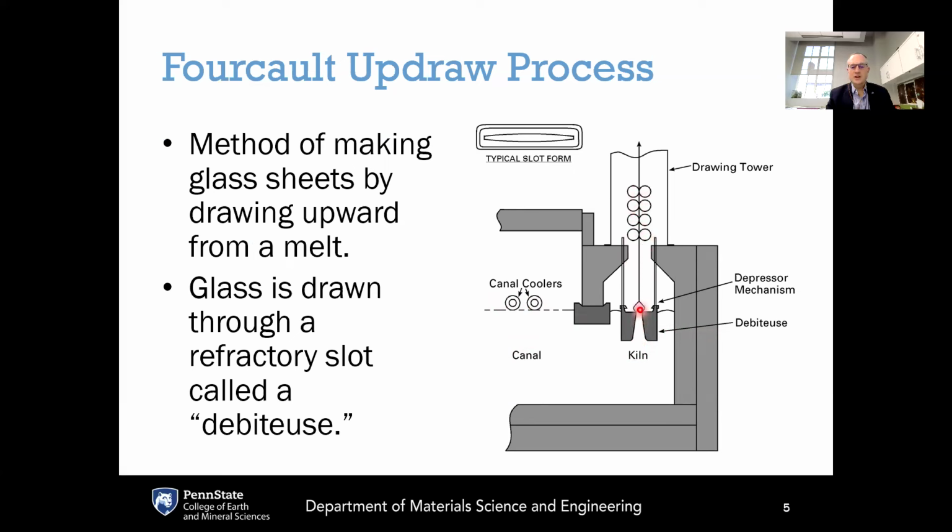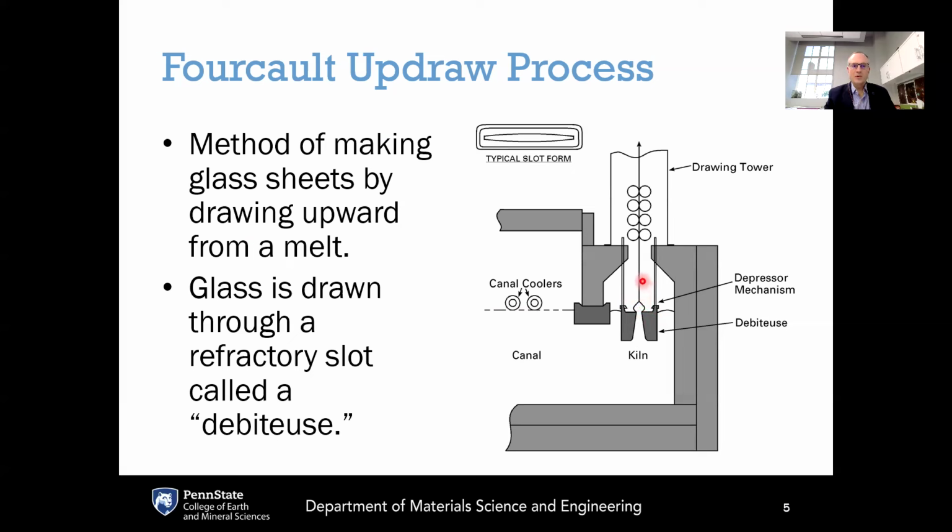but it is still touched by a solid material because the debuteuse here is what is forming the glass in its particular sheet geometry. And so the glass is passing through this debuteuse, and any imperfections from that get imprinted onto the sheet.